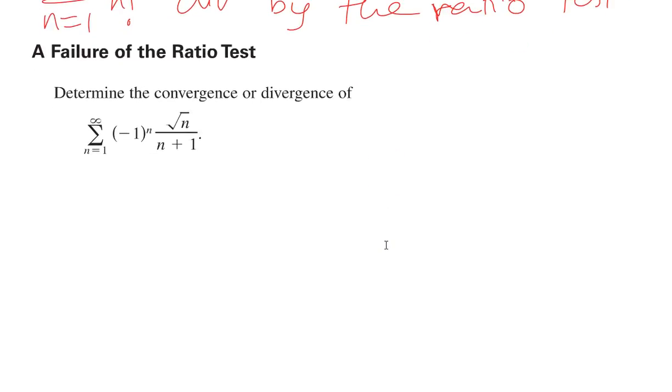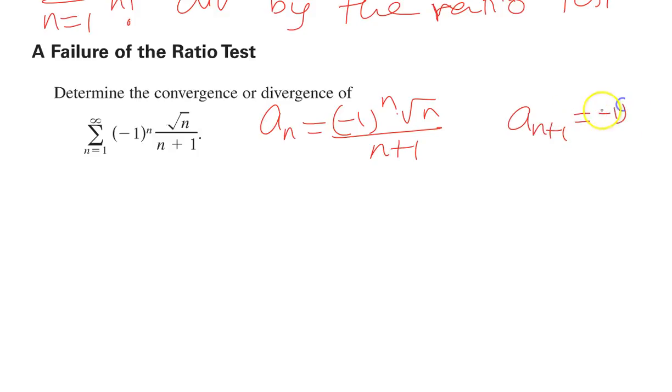Alright guys, a failure of the ratio test. When does the ratio test fail, guys? Ratio test fails when the limit is exactly equal to 1. In that case, of course, we have to apply a different test. Let me show you why this fails. What is a_n? Negative 1 to the n, root n over n plus 1. What is a_(n+1)? Negative 1 to the n plus 1, right? Increase all the n's by 1, square root of n plus 1 over n plus 2.